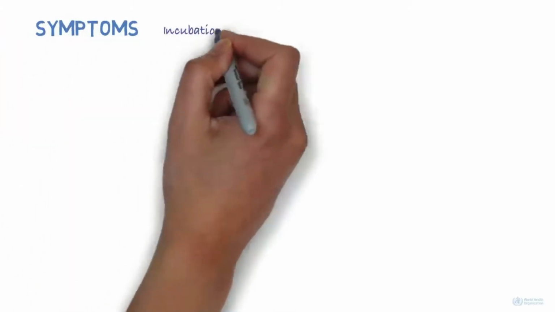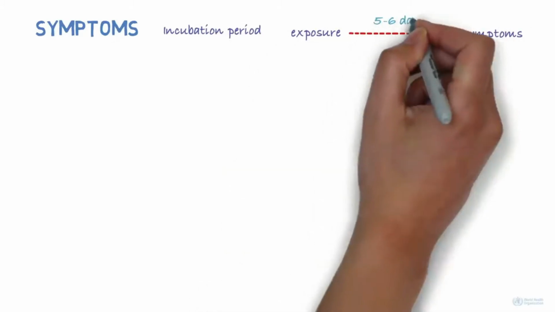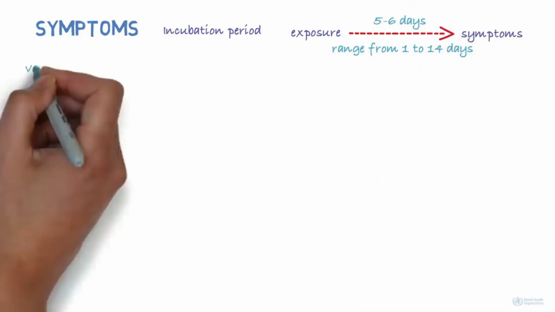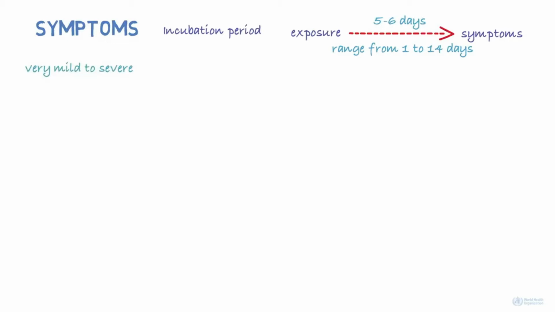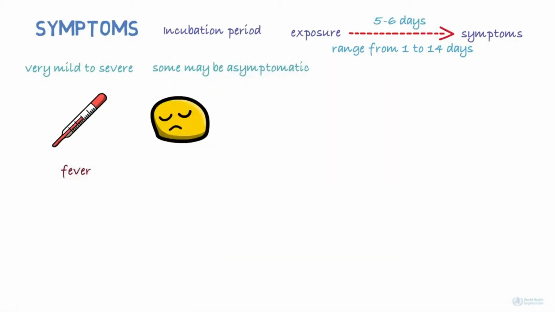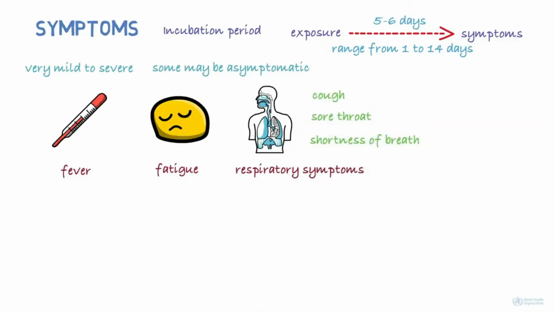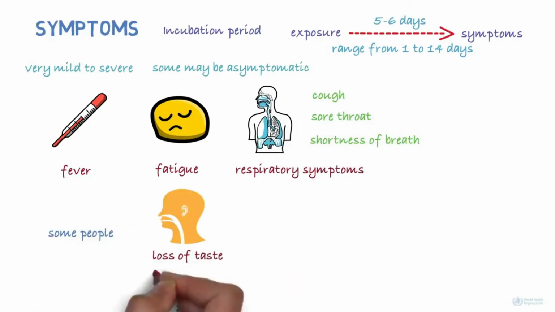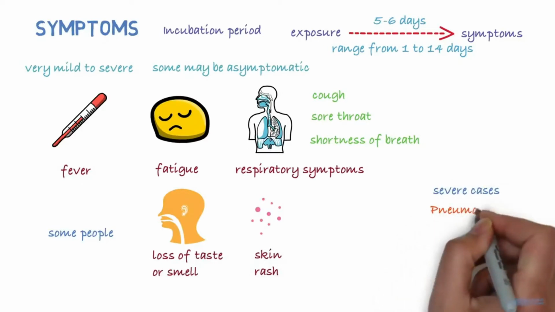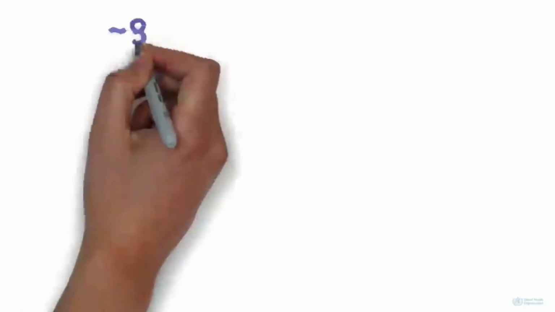And what are the symptoms? The incubation period, which is the time taken from exposure to the virus to development of symptoms, is an average of 5 to 6 days, with a range of 1 to 14 days. The symptoms can range from very mild to severe. Some people may not have symptoms, that is asymptomatic. Common symptoms are fever, fatigue, and respiratory symptoms like cough, loss of taste or smell, and skin rashes. Severe cases include pneumonia, organ failure, and death.